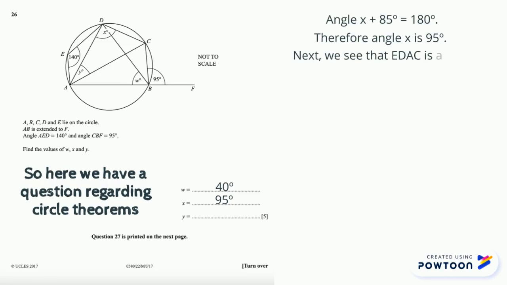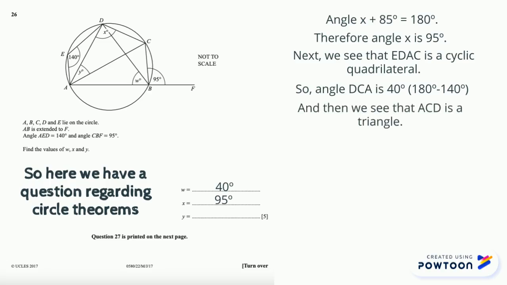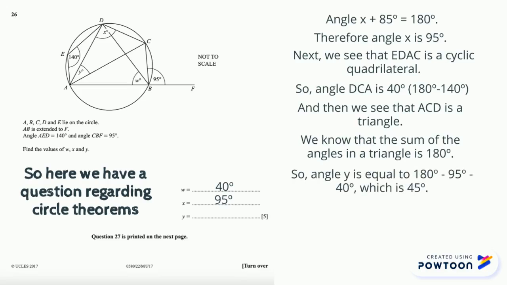Next, we see that EDAC is a cyclic quadrilateral. So, angle DCA is 40 degrees. We get this from subtracting 140 degrees from 180 degrees. And then, we see that ACB is a triangle. We know that the sum of the angles in a triangle is 180 degrees. So, angle Y is equal to 180 degrees minus 95 degrees minus 40 degrees, which is 45 degrees.